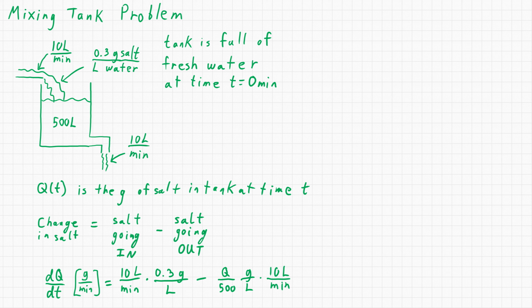If we cancel out all the units, we get liters over liters, so we get grams per minute everywhere. So we end up with Q prime equal to 10 times 0.3, so that's 3, minus Q times 10 over 500. We can cancel some of the 10 with some of the 500, so that's Q over 50.